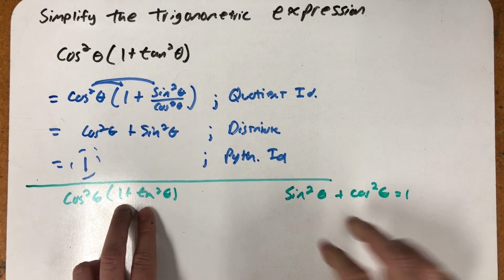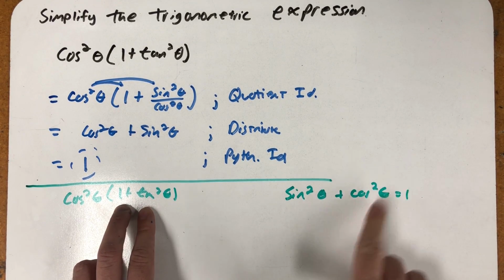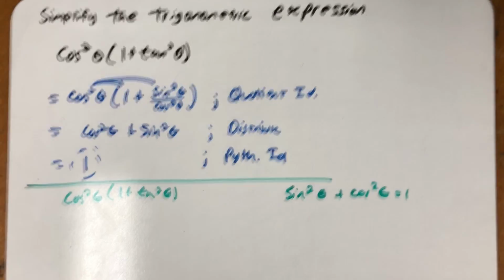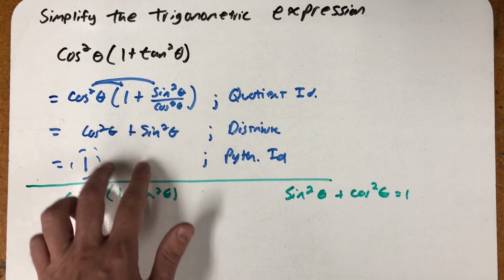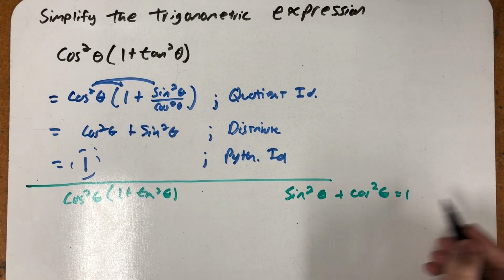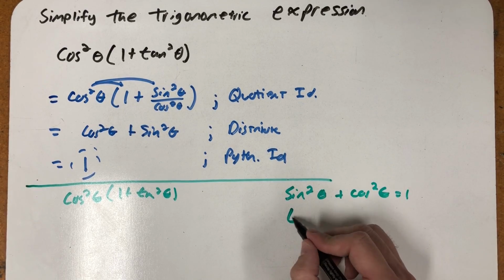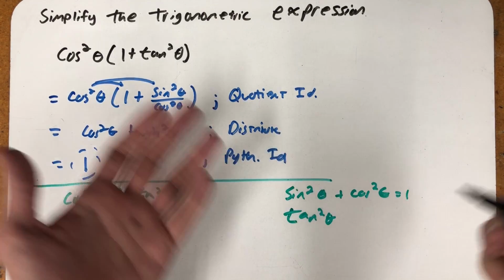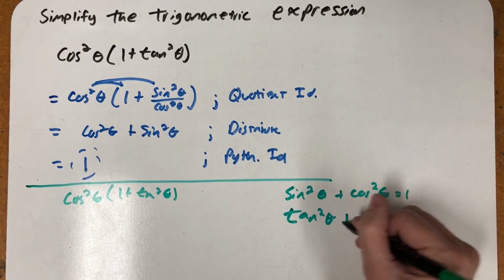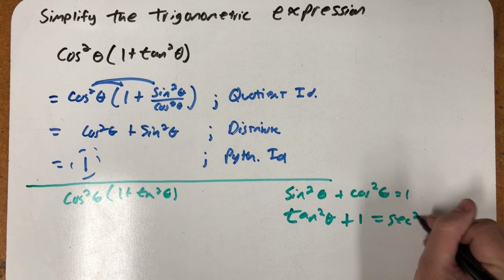See, right away I know cosine squared plus sine squared is equal to 1, and I pointed at that in the wrong order, but you know what I'm saying. I use a Pythagorean identity to get from here to here anyway. Well, I know there's more than one of these. If I divide everything by sine squared, I get cotangent squared; if I divide everything by cosine squared, I get tangent squared plus 1 is secant squared.